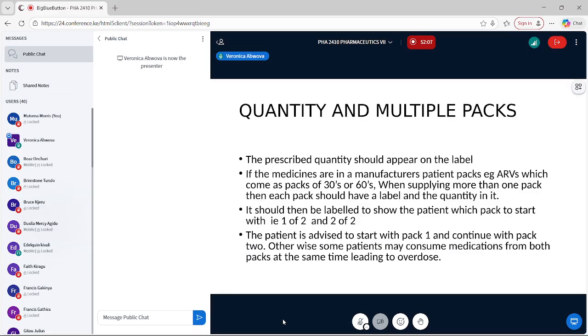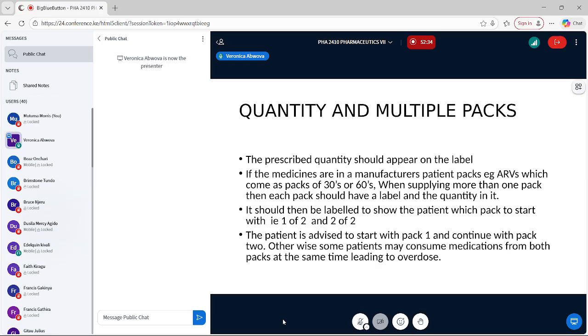Then quantity and multiple packs, as we've alluded to, the prescribed quantity should appear on the label. If the medicines are in a manufacturer's patient pack, e.g. ARVs, which may come as packs of 30s or 60s, when supplying more than one pack, then each pack should have a label and the quantity in it. It should then be labeled to show the patient which pack to start with, okay?